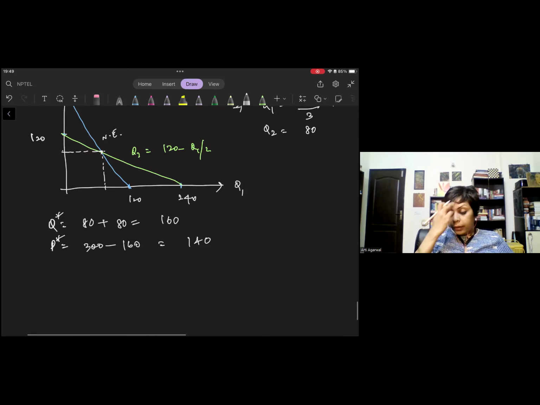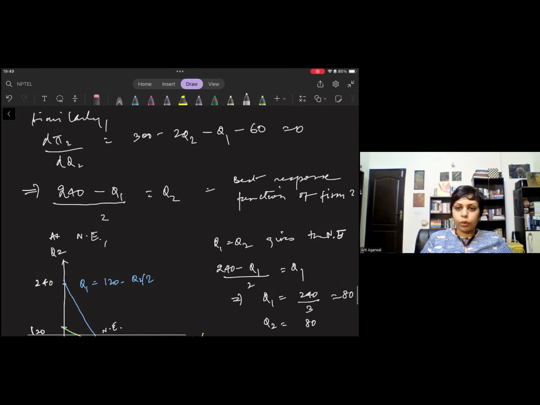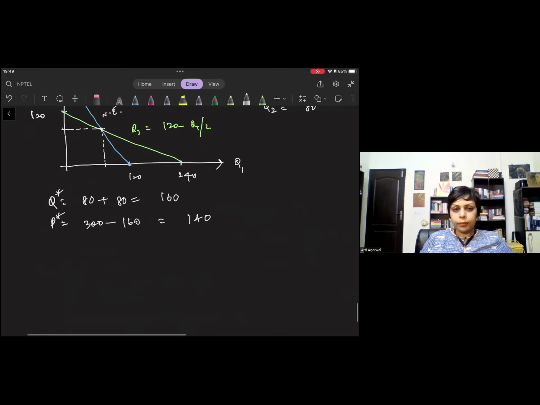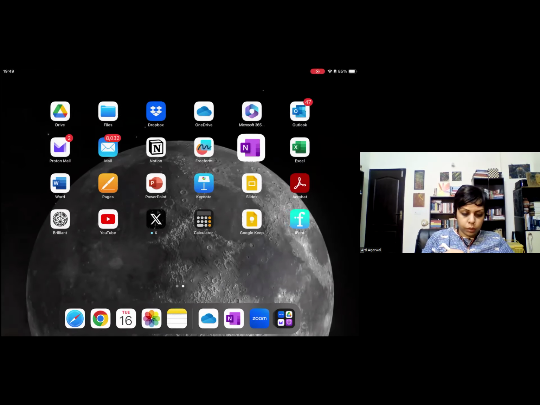Mathematically, if they are not identical, you have two equations and two variables. You find the value of Q1 from the first equation in terms of Q2 and put that in the second equation, like how you generally solve two equations in two variables. So let's move on to the next question.